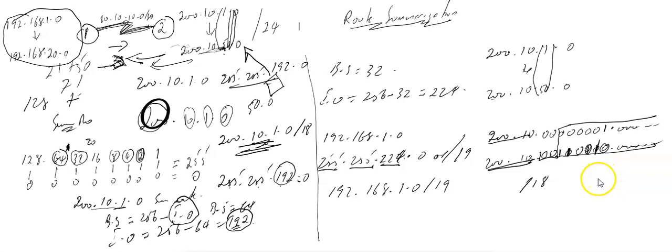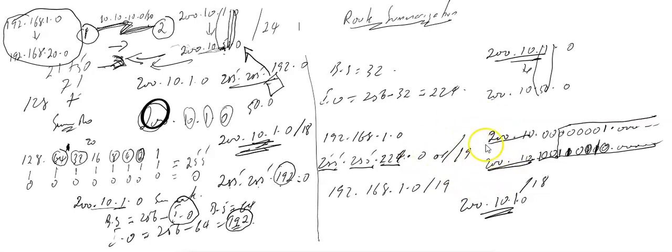So what that simply means is that the summary mask will be /18. And of course, the summary address, like I said, is going to be the least address in the range. So the summary address will now be 200.10.1.0/18, which is the same thing we got using the first method. I hope we got that.